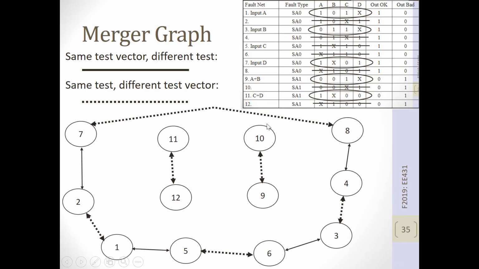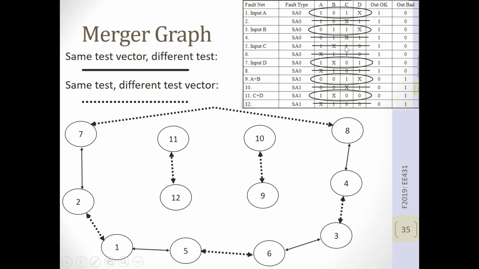So we use a merger graph. Now, if you look at this merger graph, we know test A and B are testing for the same fault. So that's test 1 and 2. They're testing for the same fault. So I connected 1 and 2 with a dotted line.